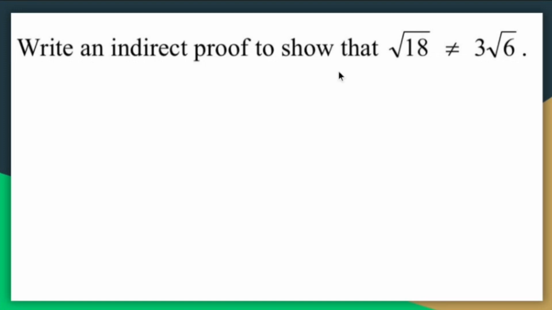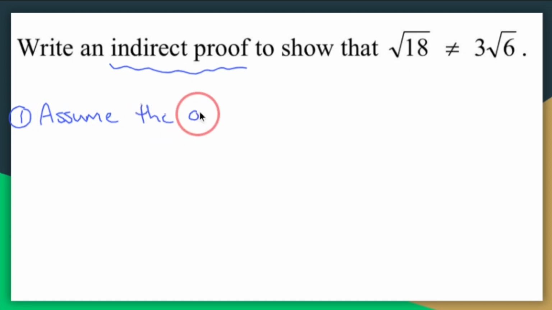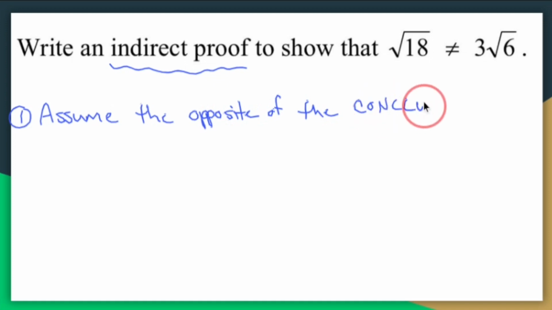Write an indirect proof to show that the square root of 18 is not 3 root 6. What is an indirect proof, you ask? Well, let's assume the opposite of the conclusion here. What's the conclusion? That's the second part of what you're trying to prove. Let's assume the opposite. In other words, to do this problem, we're going to assume that the square root of 18 is 3 root 6.